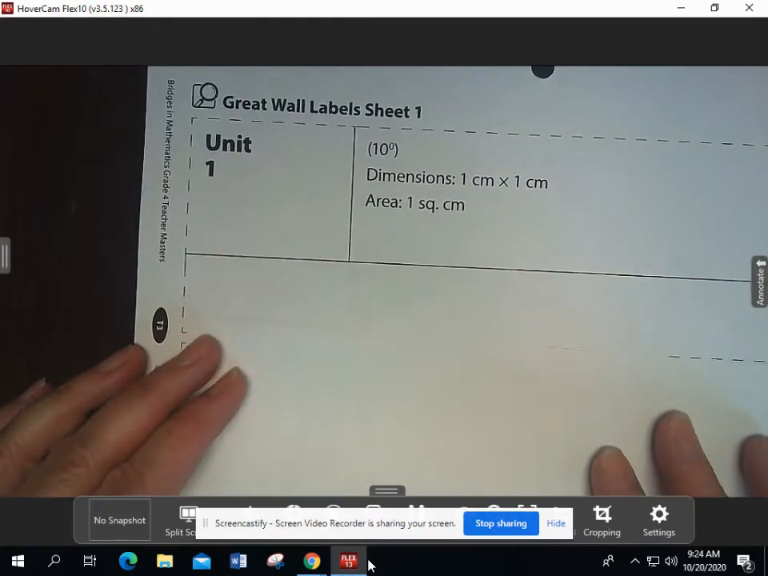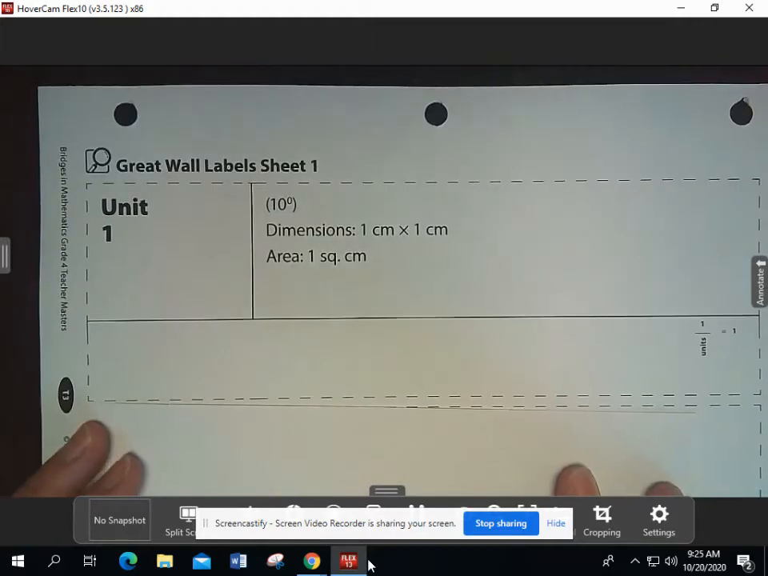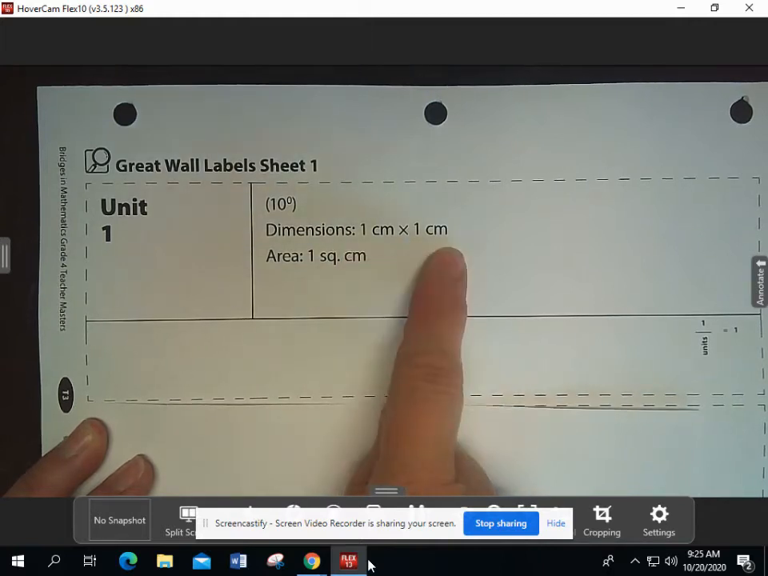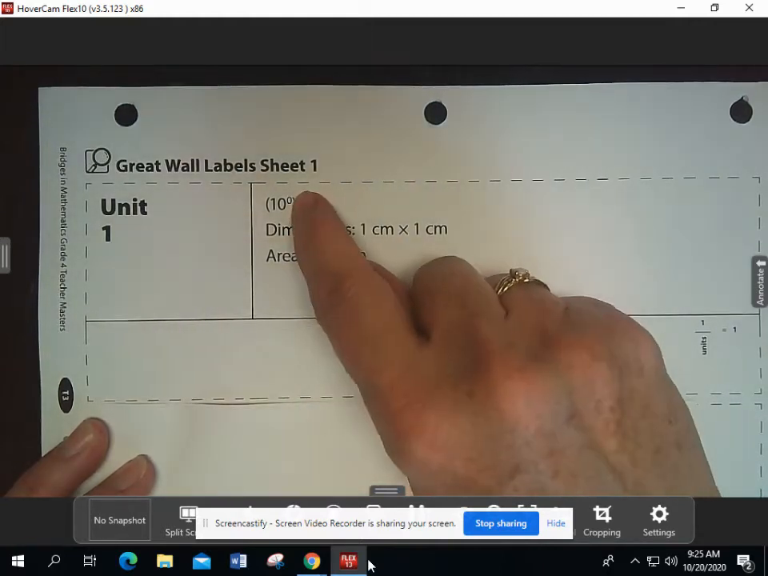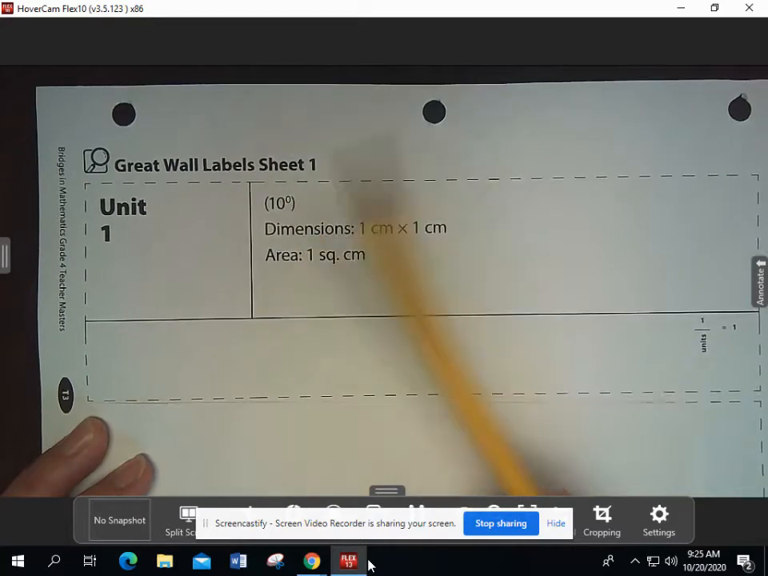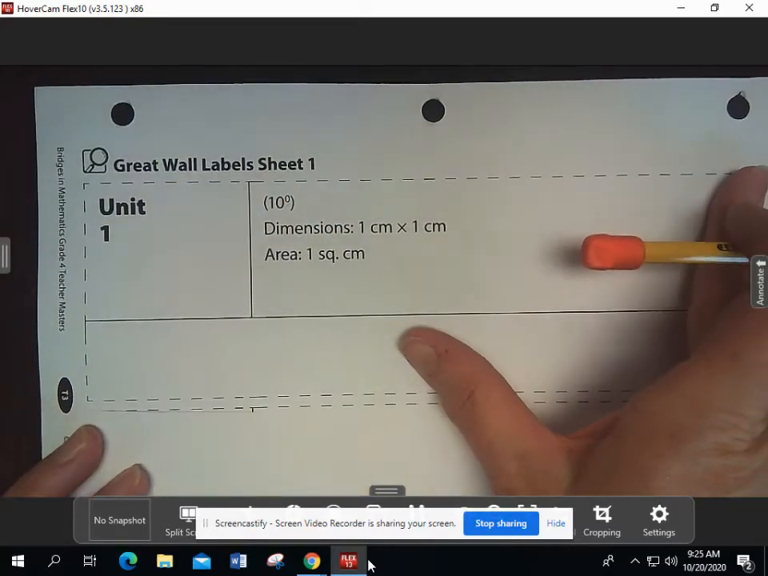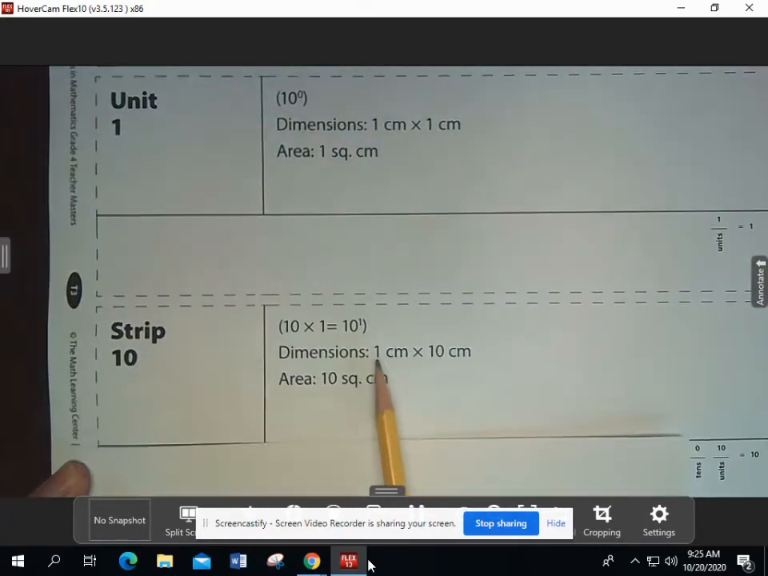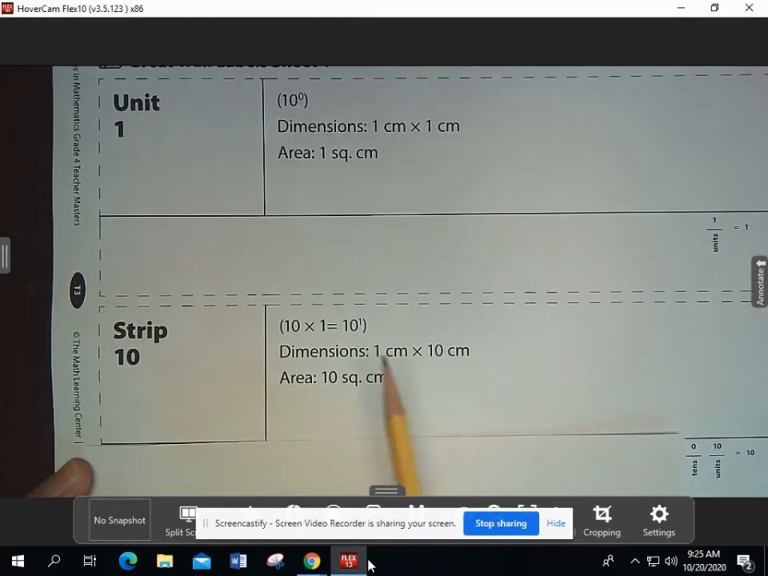Okay, so as I was showing you, this is the paper that we have on our Great Wall. 1 unit, 1 square unit, 1 times 1. I was talking about those little tiny numbers up here, those exponents. Right now we don't have any groups of 10, do we? So there's a 0. When we move on to this one, we have 1 times 10. It tells us that we have 1 group of 10.